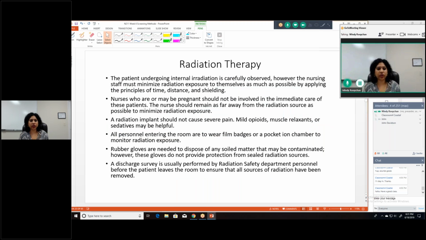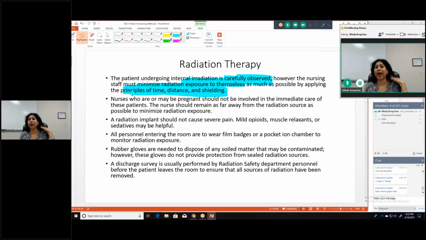So the patient that's undergoing internal radiation is going to be carefully observed. However, the nurse has to minimize their exposure to the radiation themselves as much as possible by applying principles of time, distance, and shielding. Okay, and I remember that being a question on an exam where they ask which indicates proper teaching, that you need to have the patient do as much for themselves as possible.